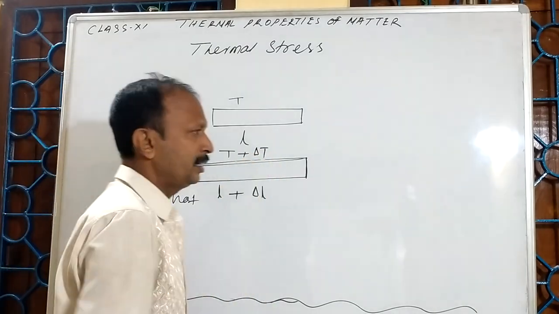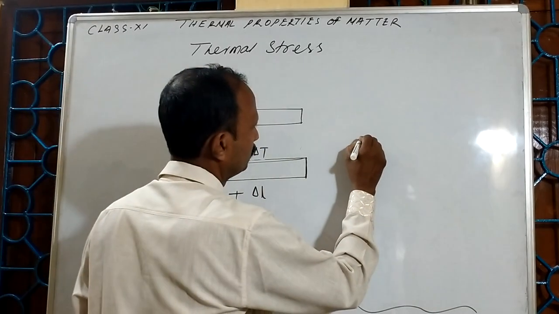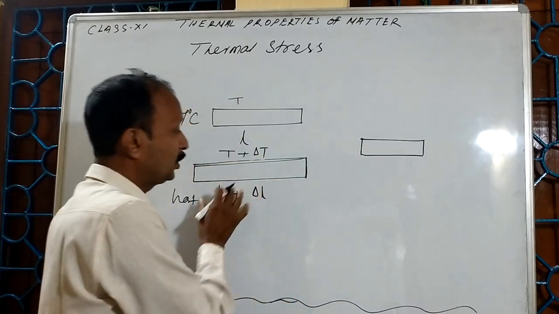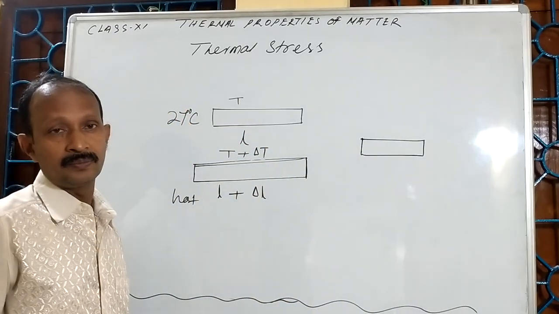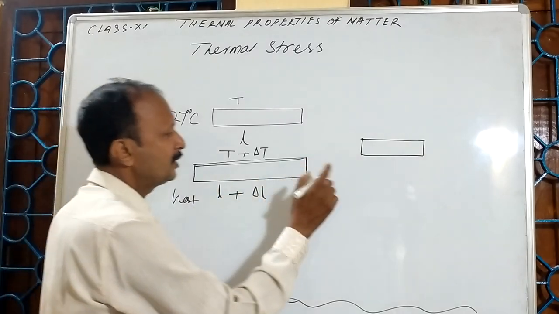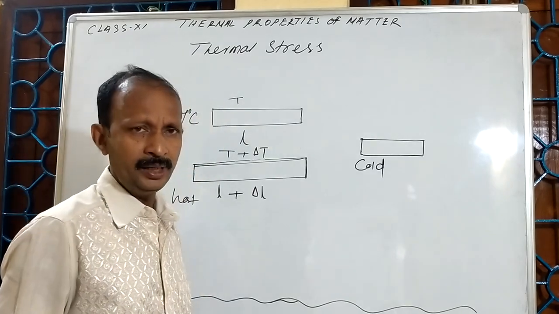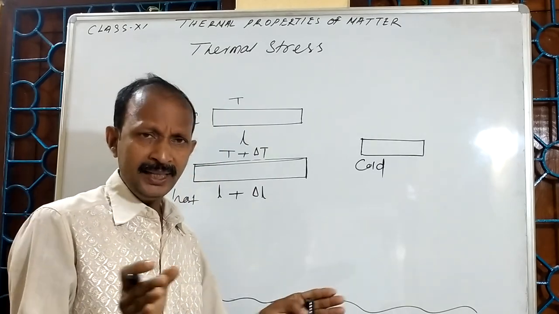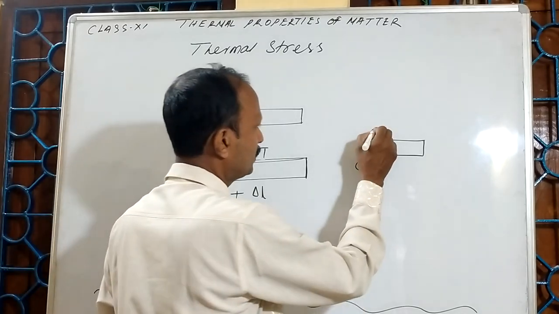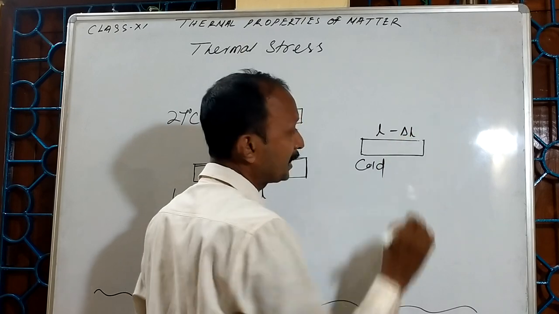Now, if I cool it, the length will decrease. In this case, it expanded. In this case, this is the cold condition. In the cold condition, what are we finding? Its length is decreasing. It is contracting. So, I can say that its length is now L minus delta L.